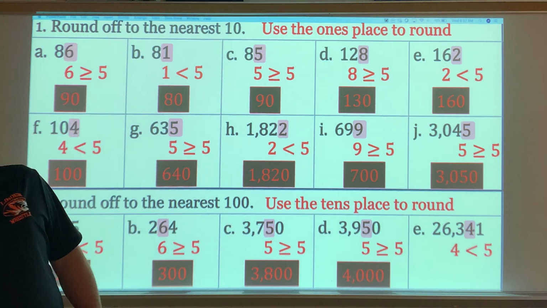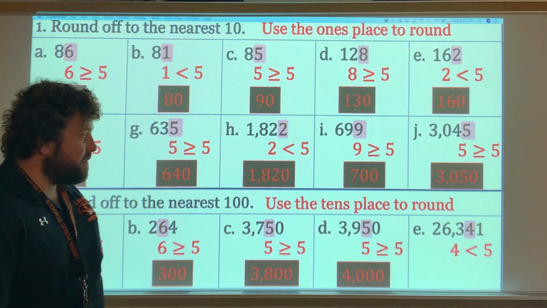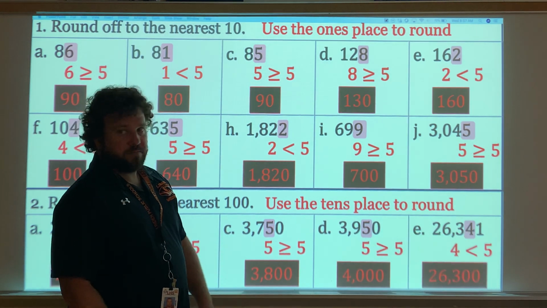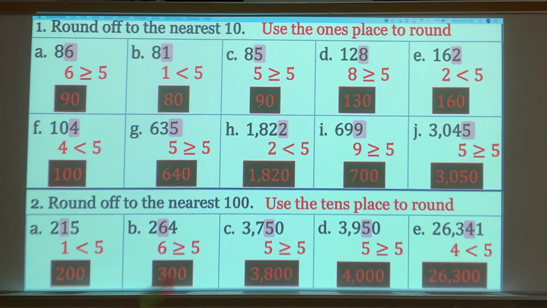You're going to use 4. 4 is less than 5. So 26,300. And there you go. If you got all those answers, it means you're on the right track to class. And see, told you IB wasn't that difficult.